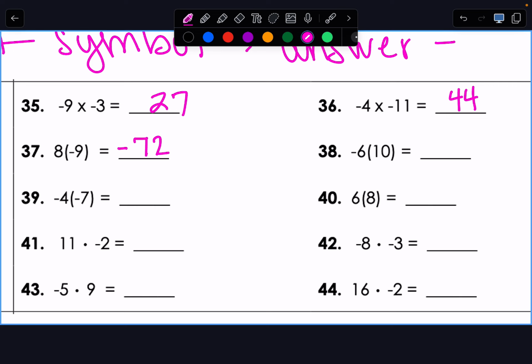Okay. And then 38. Negative 6 times 10. Elaine, what kind of answer are we going to have? Positive or negative? Negative. Okay, Elaine says negative. Landon with an O, why is it negative?